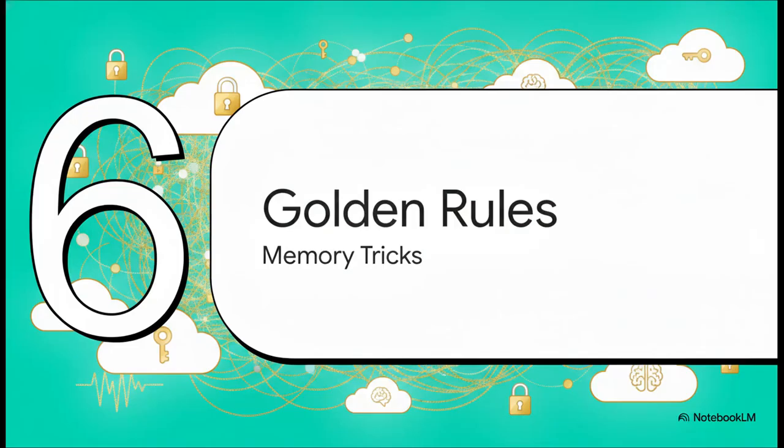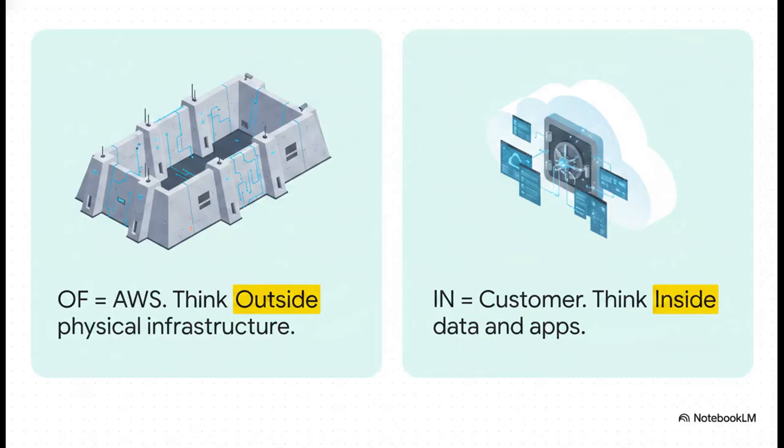Finally, Section 6, Golden Rules, Memory Tricks for the Exam. Let's lock this in so you absolutely crush it on exam day. Write this memory trick down. Seriously. Security of the cloud equals AWS. Just think of the O in of as outside. The physical infrastructure, the concrete, the outside perimeter. And security in the cloud equals customer. Think of the I in in as inside. Your data, your users, your applications, the things you bring inside the environment. Of is outside, in is inside.